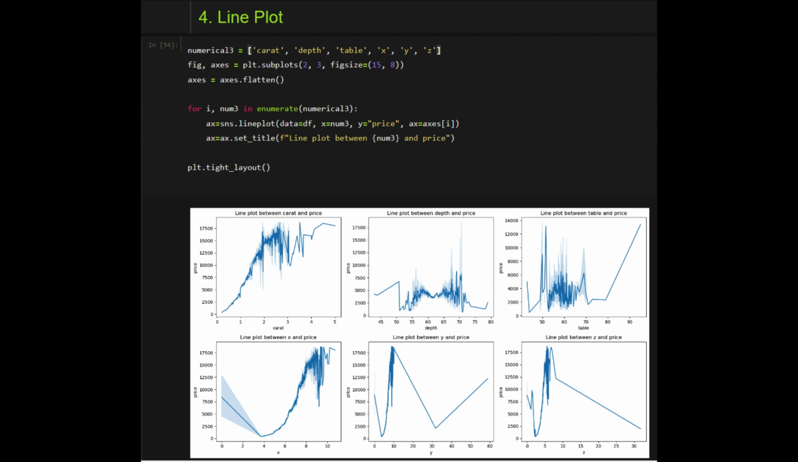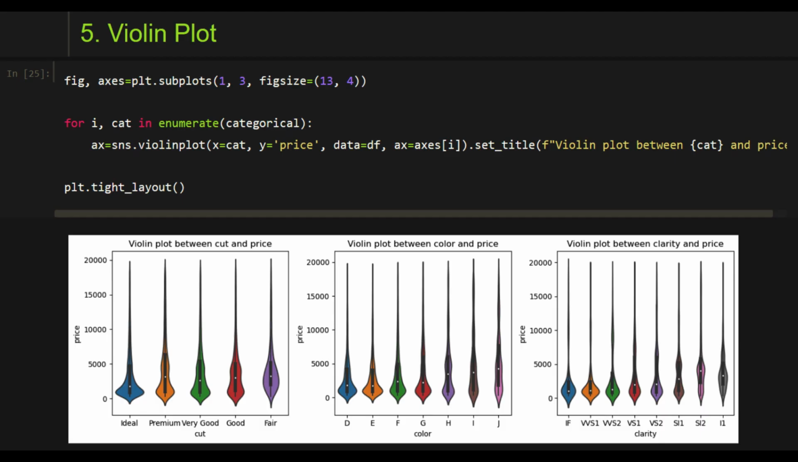Overall, line plot is a valuable technique for uncovering patterns and relationships in our data that can inform further analysis or decision-making. Violin plot. In this code segment, we're creating a violin plot, a fascinating data visualization technique that combines aspects of box plots and kernel density estimation to give us a comprehensive view of the distribution of a numerical variable within different categories. These plots are particularly useful when you want to understand how a numerical attribute, in this case, price of diamonds, is distributed across different categorical variables.